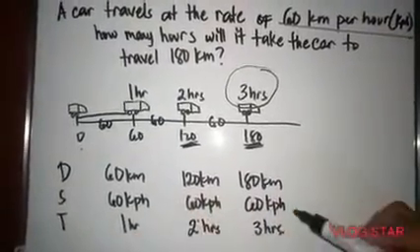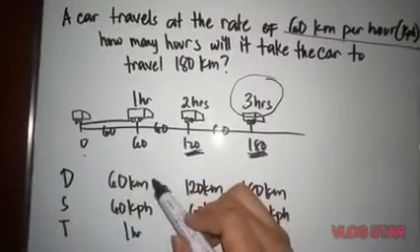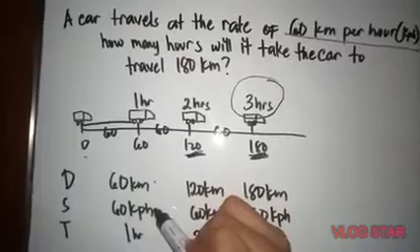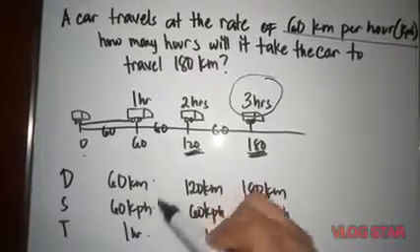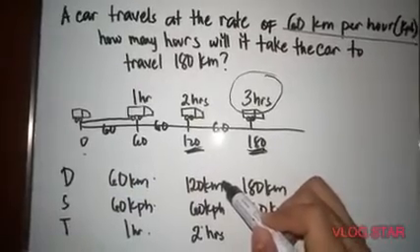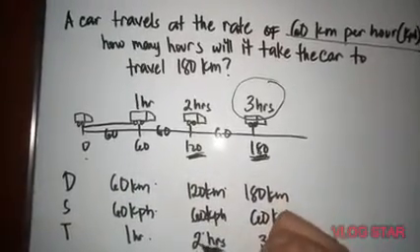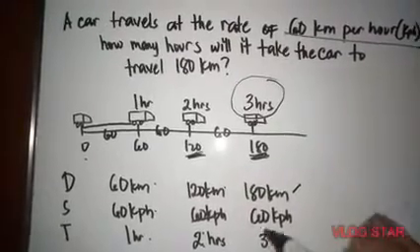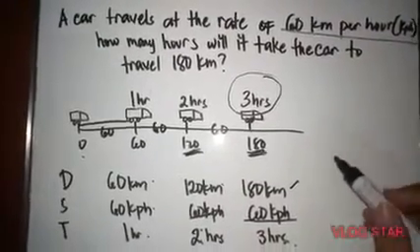Or we can do this in a table. For the distance 60 kilometers, the speed is 60 kilometers per hour and the time is 1 hour. For the next one, 120 kilometers, the same speed, 2 hours. Next is 180 kilometers, 3 hours with the same speed.